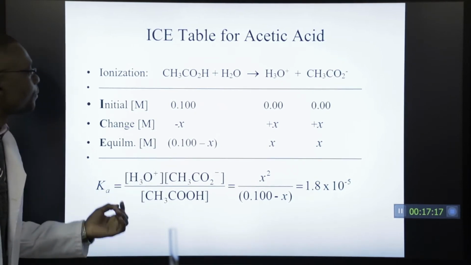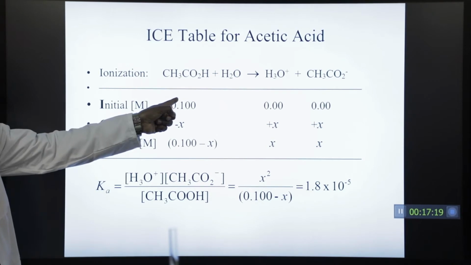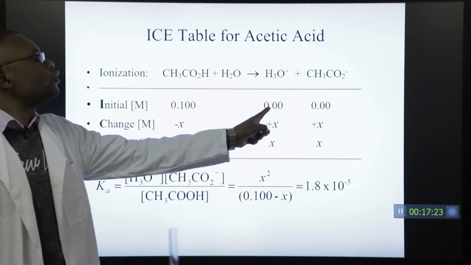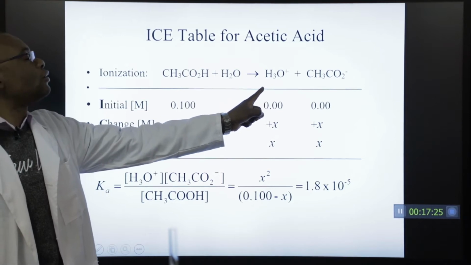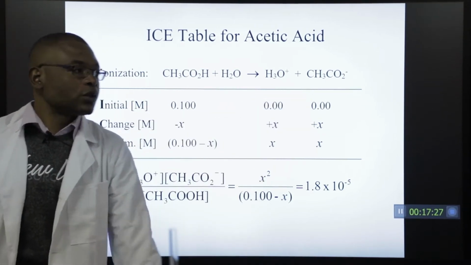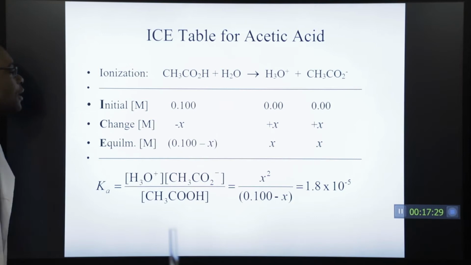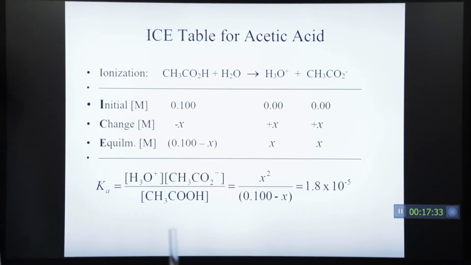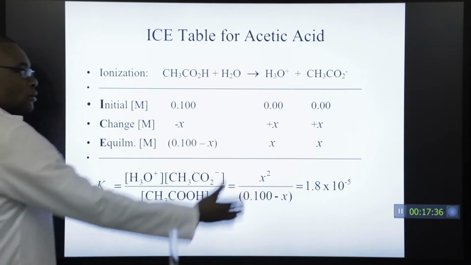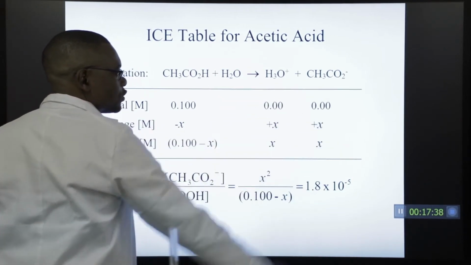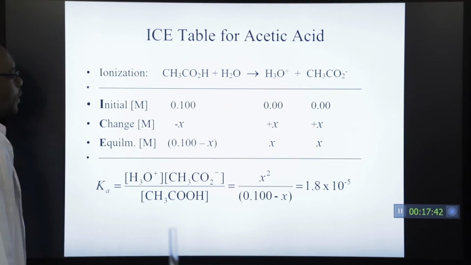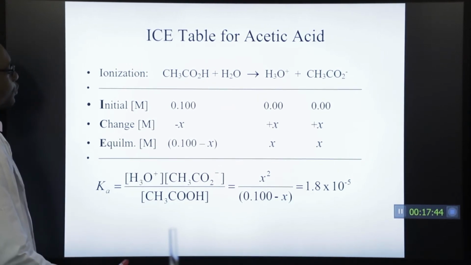So we are saying that here is our acetic acid breaking down in water. It produces the hydronium ion or the H plus and the conjugate base over there. So the initial concentrations is 0.1 for the acetic acid, 0 for the hydronium ion, and 0 for the conjugate base there, the acetate.